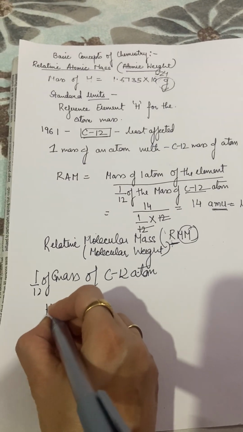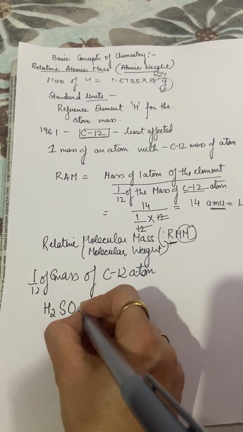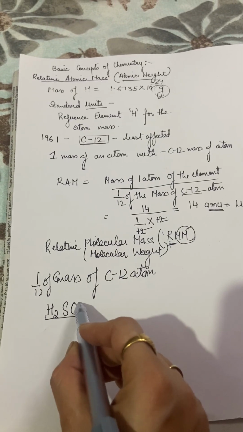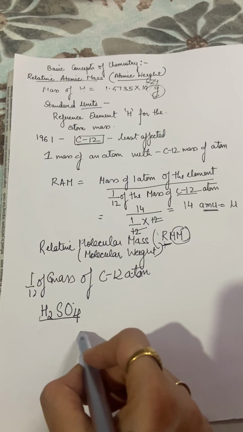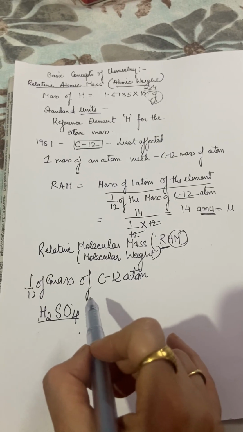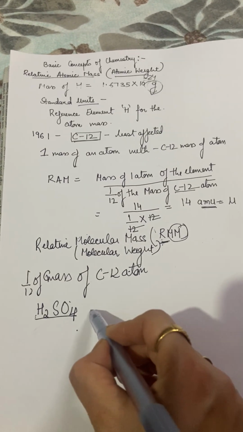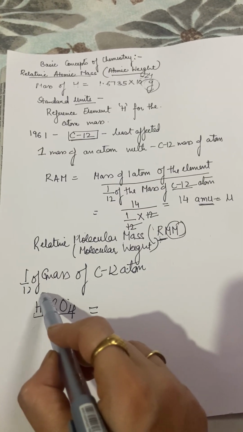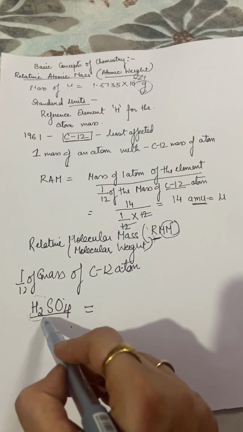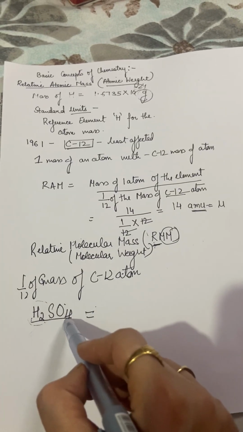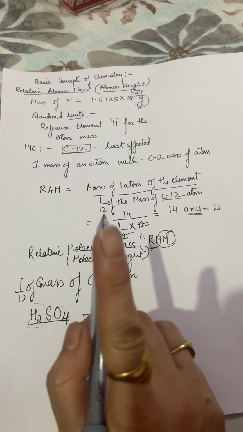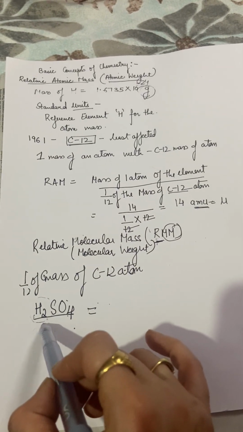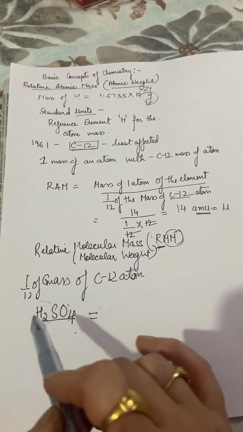For example, if I have to find the relative molecular mass of this substance, what is this? This is sulfuric acid, and it is known as the king of chemicals. So how will I calculate this RMM, or relative molecular mass? I will take the atomic mass of each individual atom, and we also have to see how many atoms are present in the compound.